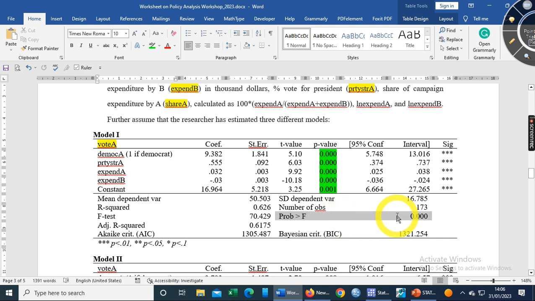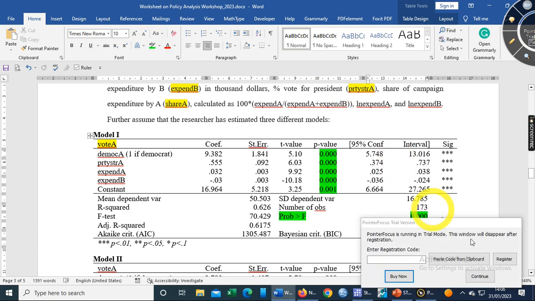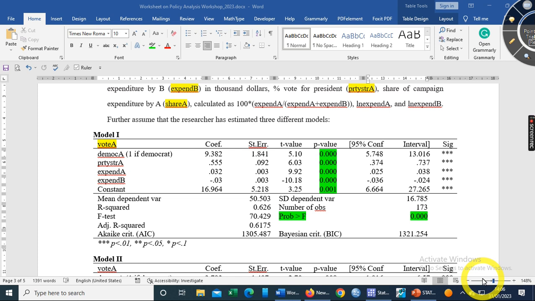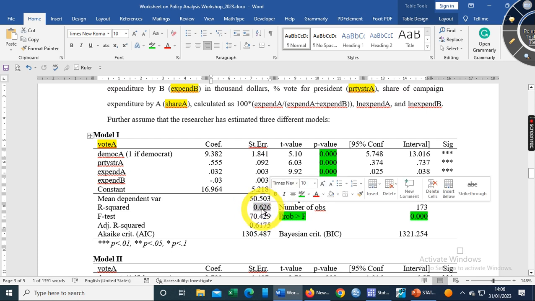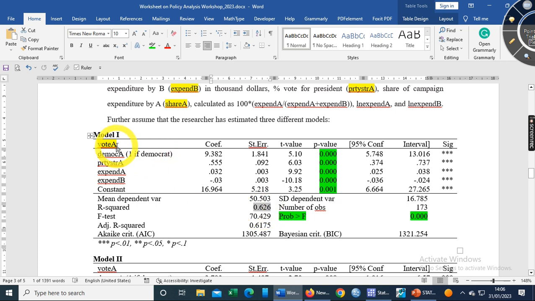Because the model fits the data very well. Why? The p-value of the F statistic, which is used to judge whether R square is statistically significant or not, is less than 0.05. Therefore, the model fits the data very well, and the included explanatory variables explain 62.6% of the total variation in vote A, the dependent variable.